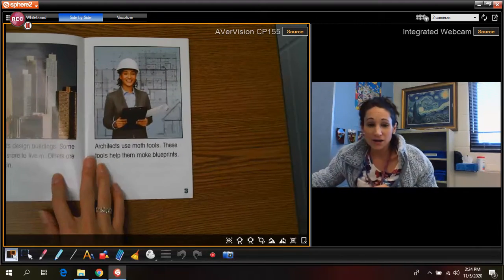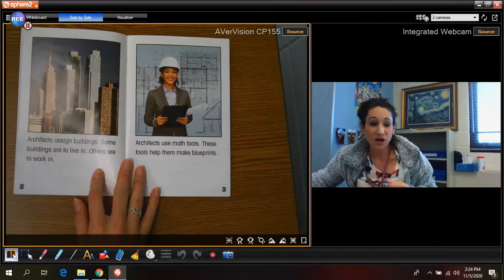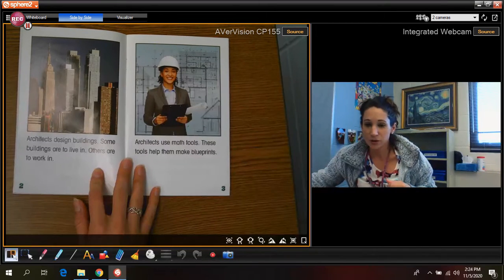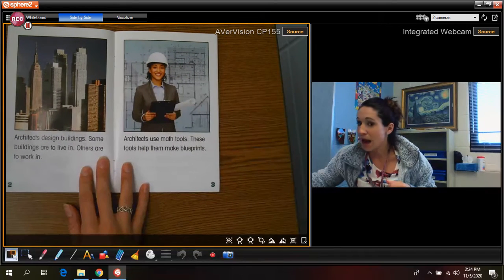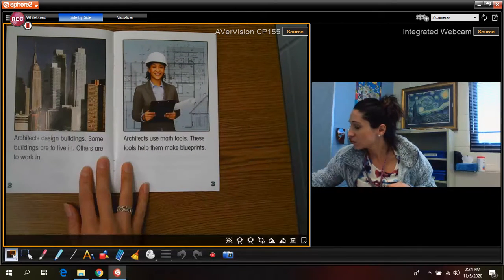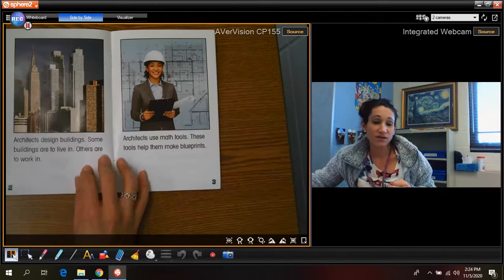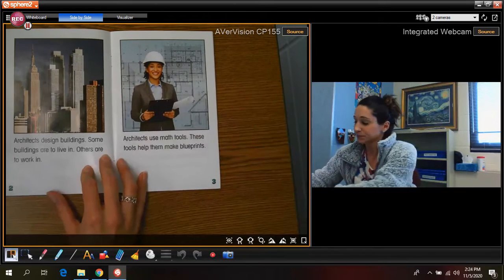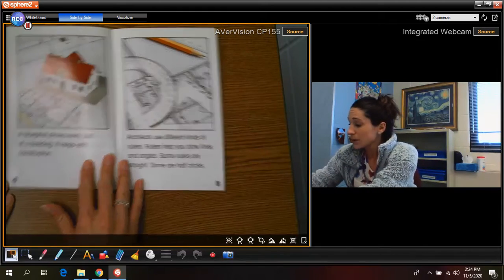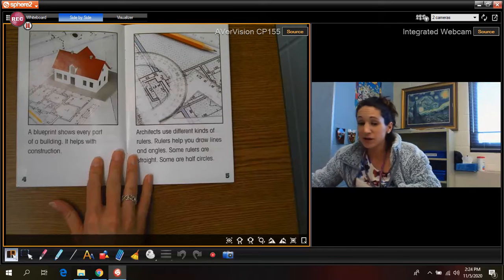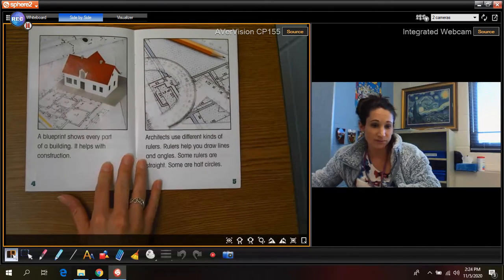Okay. Architects design buildings. Some buildings are to live in, others are to work in. Architects use math tools. These tools help them make blueprints. So those are things that architects need. A blueprint shows every part of a building. It helps with construction.